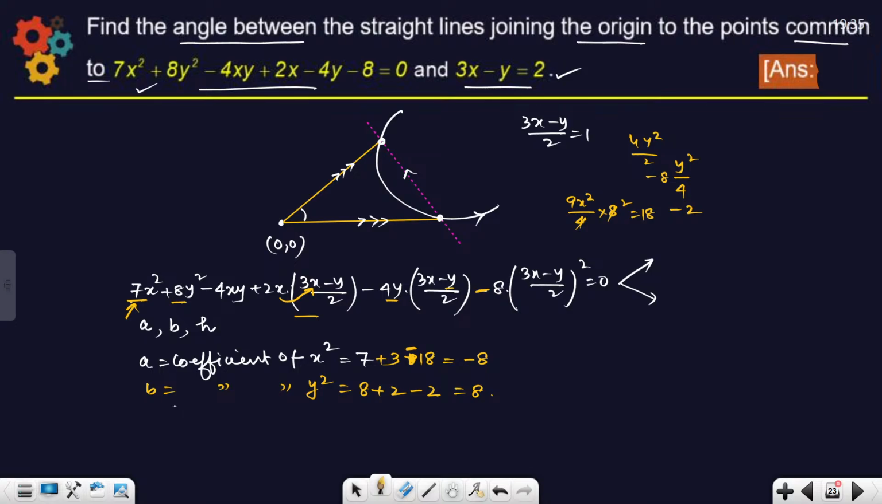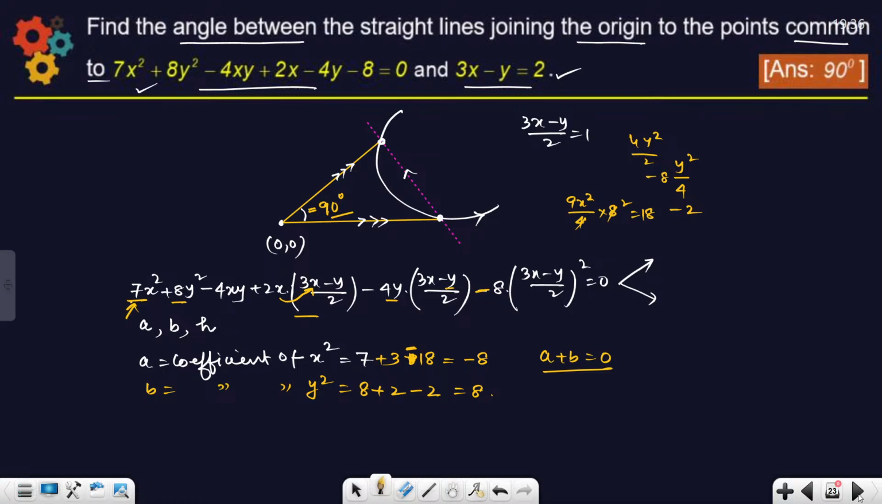So no need to find out that, because I can easily see that your a plus b is coming to 0. As your a plus b is coming to 0, we know that when a plus b, that is the coefficient of x square and coefficient of y square, equals 0, then the two lines are perpendicular to each other. That is, this angle is nothing but 90 degrees. Is it clear? So the angle between them is nothing but 90 degrees. Right? Okay, let's move to the next problem.